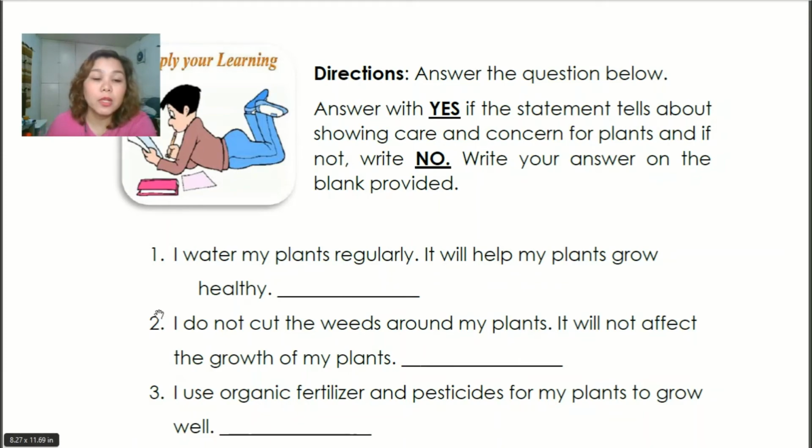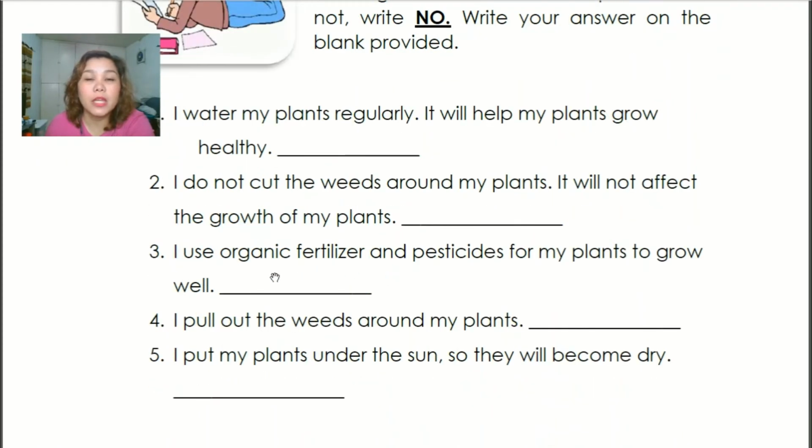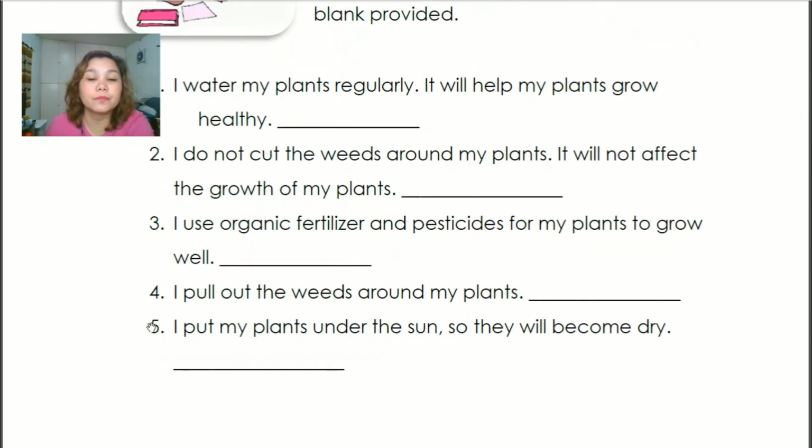Number 2, I do not cut the weeds around my plants. It will not affect the growth of my plants. Number 3, I use organic fertilizer and pesticides for my plants to grow well.